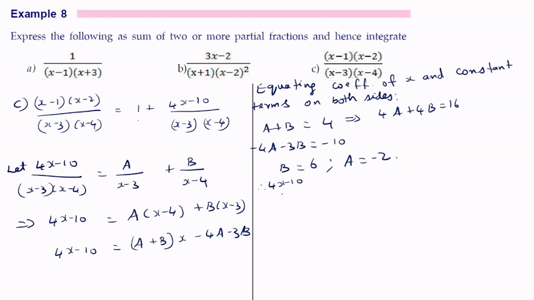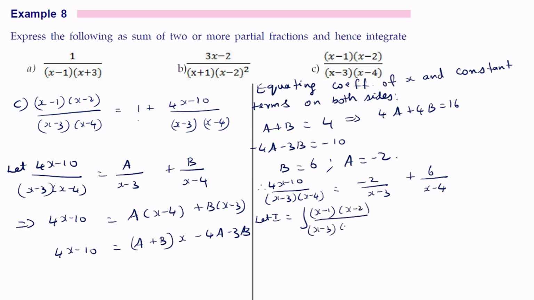Therefore (4x minus 10) upon (x minus 3)(x minus 4) is minus 2 by x minus 3 plus 6 by x minus 4. So now let us integrate this. Let I equal to integral (x minus 1)(x minus 2) upon (x minus 3)(x minus 4) dx.